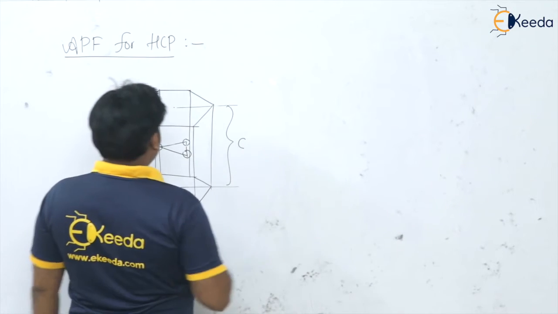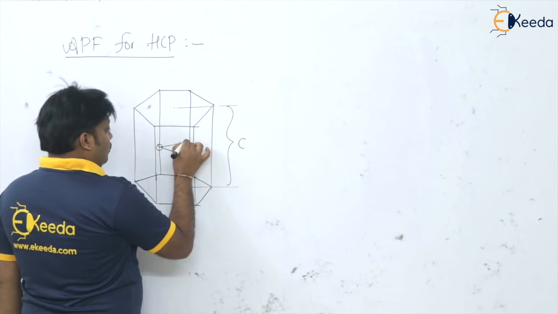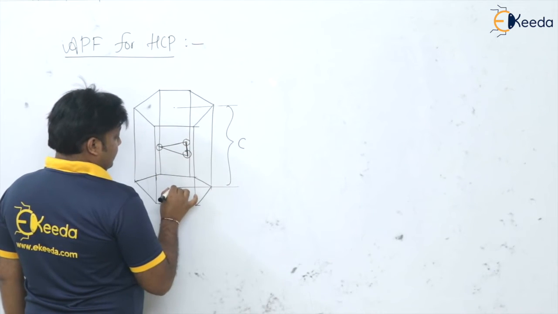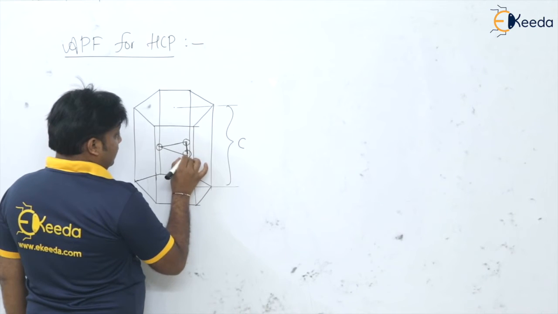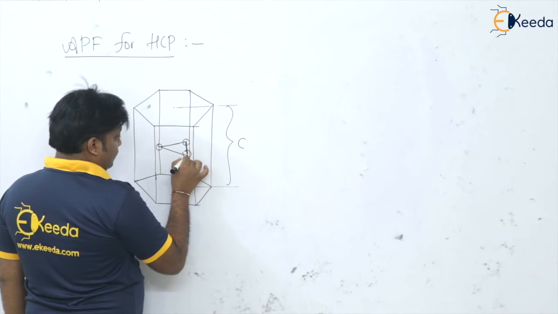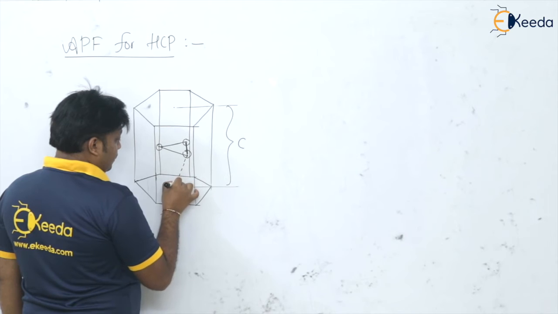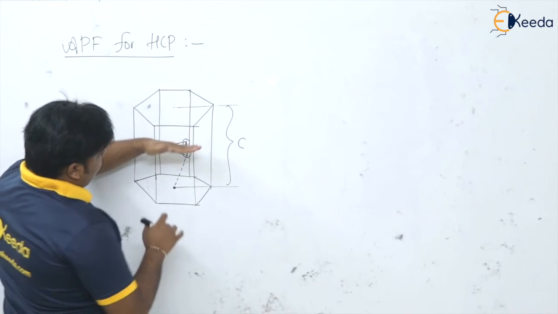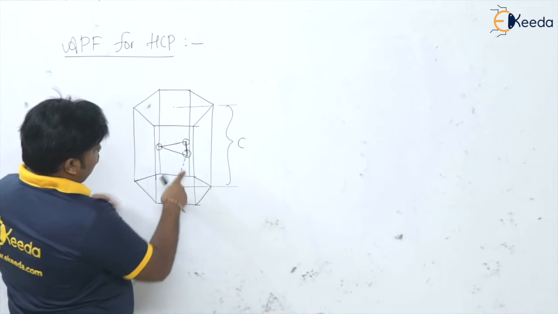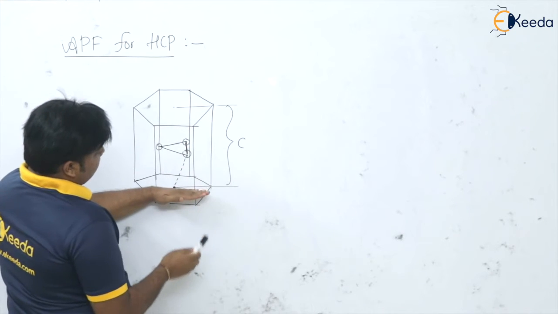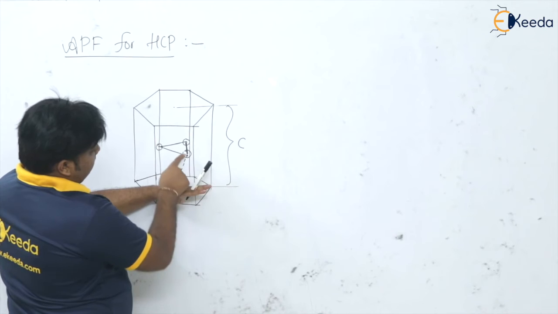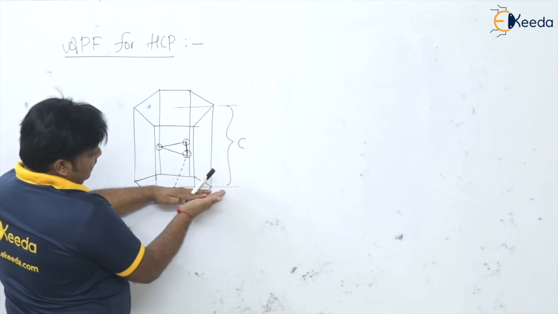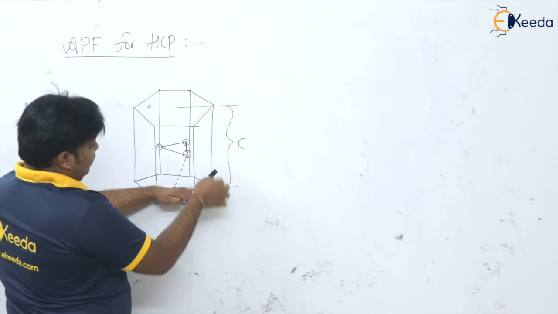Now see here, from this atom I am going to join this, and from this plane I am dropping a perpendicular. This atom is like this to this basal plane, and from here on this basal plane I am drawing the perpendicular.